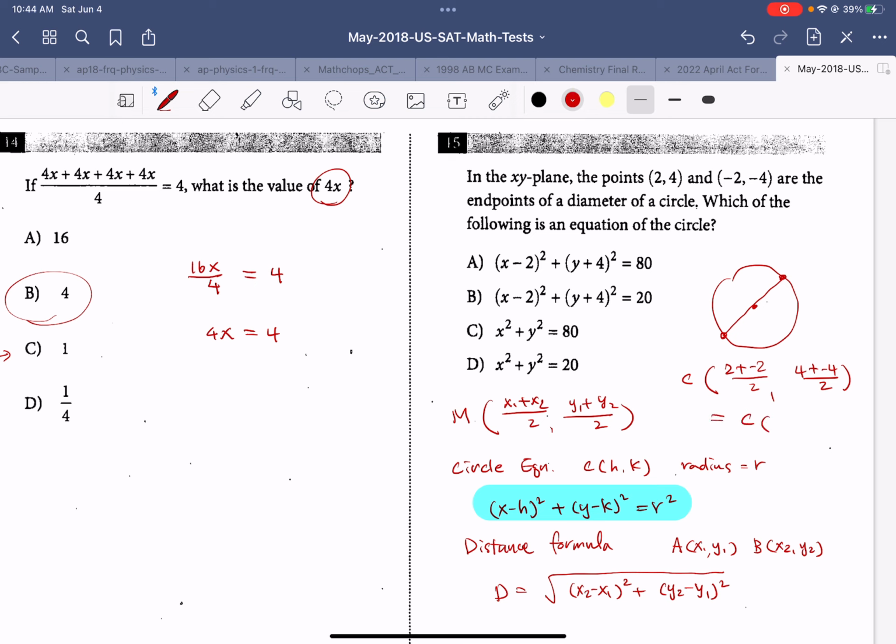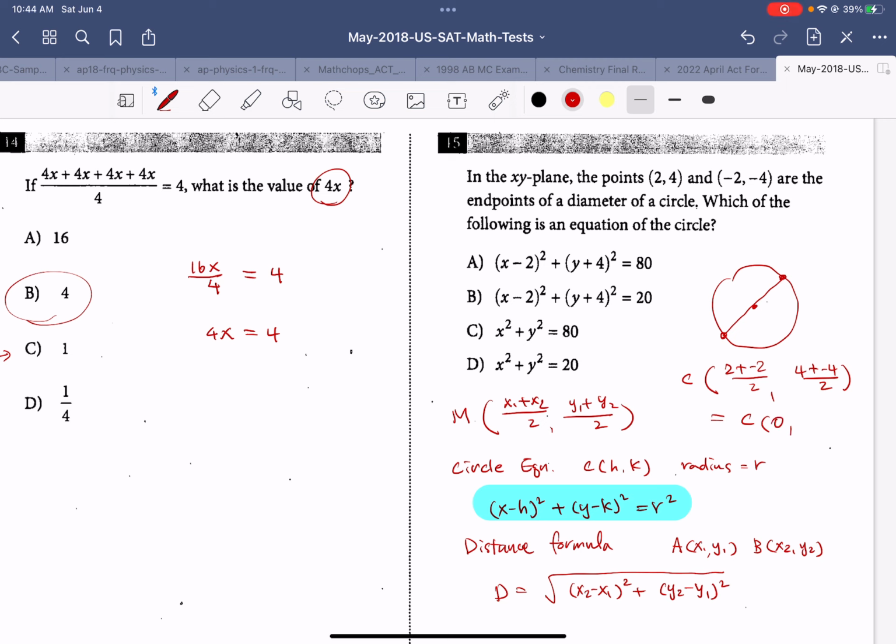So my center: 2 plus negative 2 is 0. 0 over 2 is 0. And 4 plus negative 4 is also 0. 0 over 2 is also 0. So my center is 0, 0. So it's not this format. It should be x squared plus y squared. Now I need to figure out what the radius is.